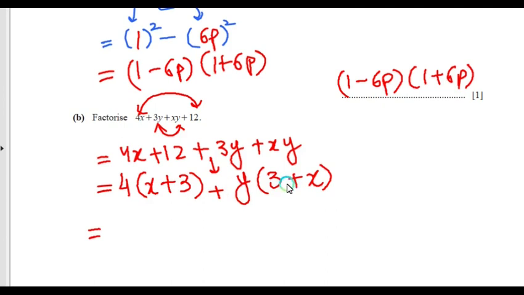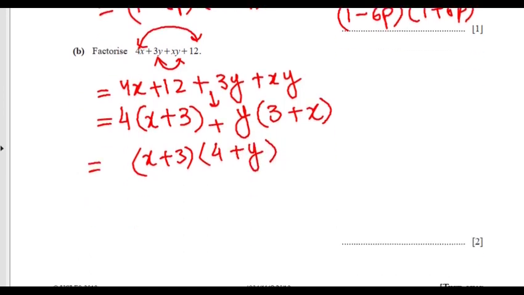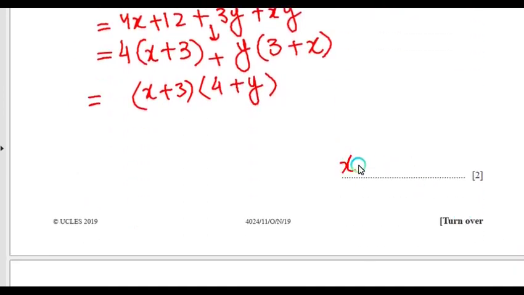And there is a common in the first two terms, which is 4. So the leftovers will be x plus 3, because 4 3s are 12. This sign should be written as it is. And now what is the common in the second, fourth and third term? And obviously it is y. So the leftovers will be 3 plus x. And x plus 3 and 3 plus x are the same thing, so they can be taken as common.